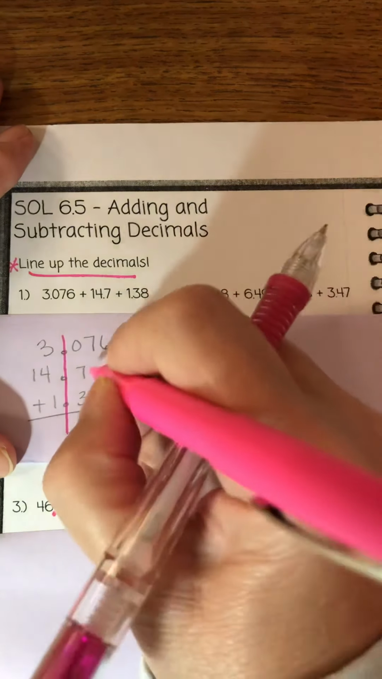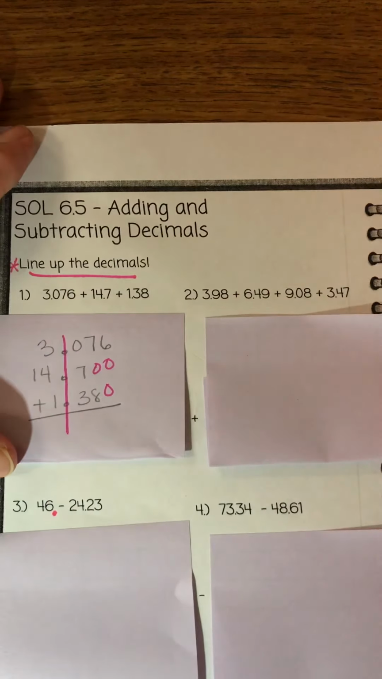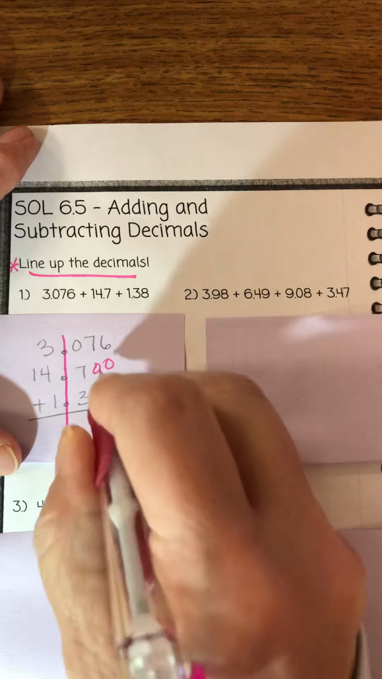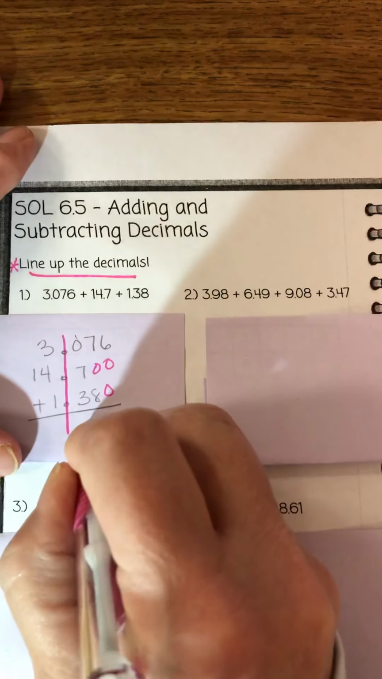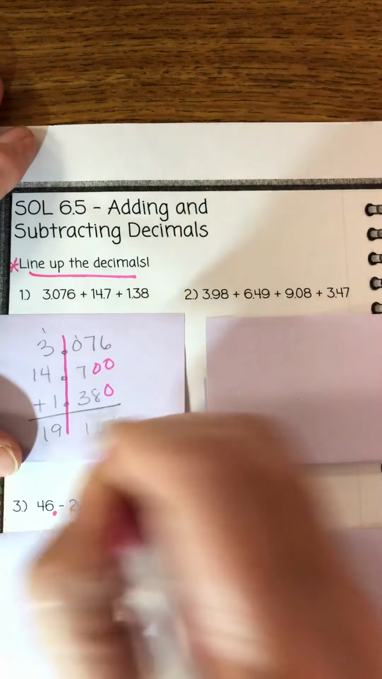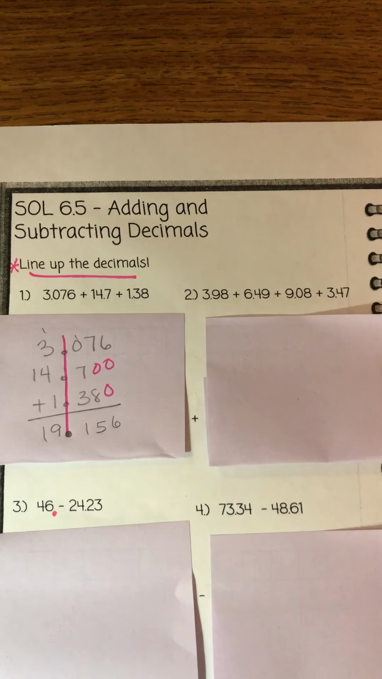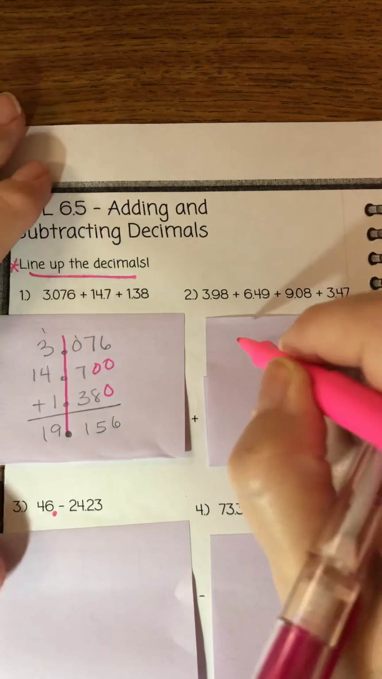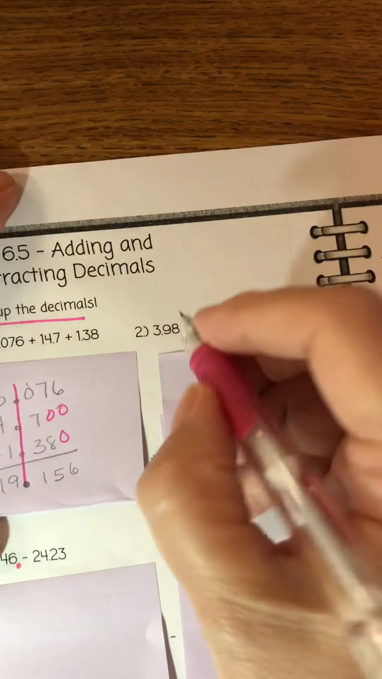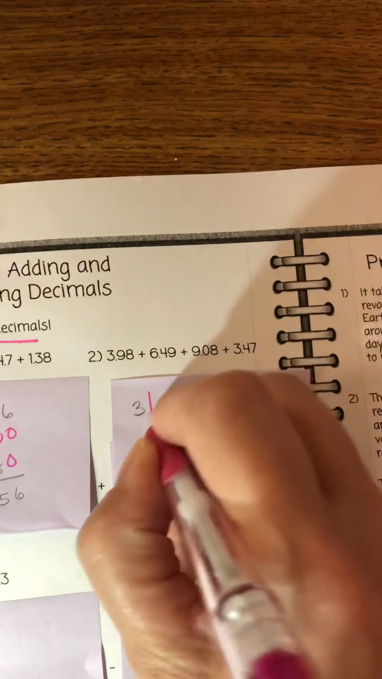Some people like to put in placeholders. That's fine. So that's going to be 6, 5, 11, 9. And don't forget your decimal in your answer. So 19 and 156 thousandths. Okay, again, same thing.